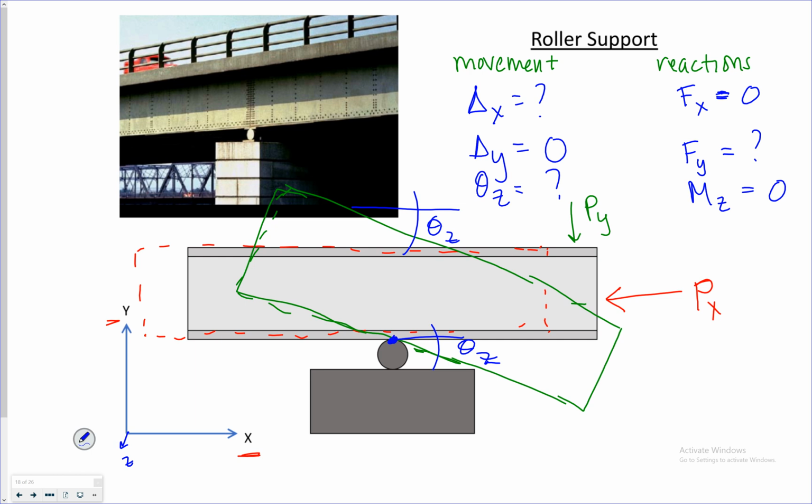You notice I have some type of movement in the X direction, so I have zero reaction force. I have no displacement in the Y direction, so I have some kind of reaction, but I have an unknown amount of rotation, so I have no moment preventing that rotation.